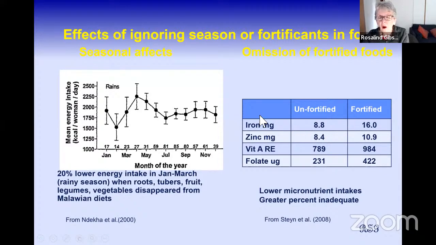and B vitamins. On the right, we have a table showing the impact of ignoring the effect of fortificants in foods. Here we have the intake of iron, zinc, vitamin A, and folate from a database that ignored the contribution of these micronutrients from fortified foods. On the right, we have the results using the correct database in which the fortified foods have been added. Clearly, the intake is much higher with the contribution from the fortified foods. If we don't include the fortified foods, we end up with a greater proportion of women who have inadequate intakes. This is very important because yearly fortified foods are being added in the marketplace. So we need to continuously update our food composition table to include new fortified foods.